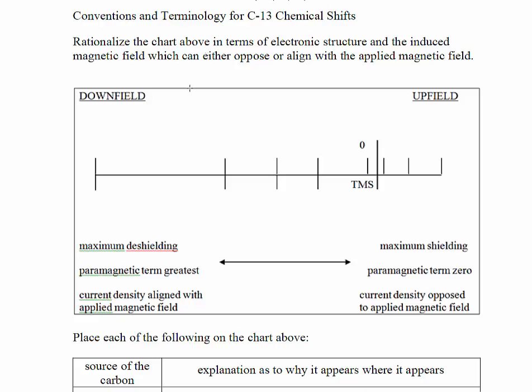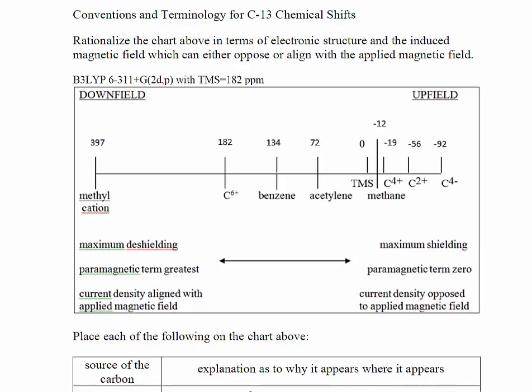Okay, we're ready to look at the answers then. Here's what we would find if we were to measure these things. Although the numbers that I'm reporting here are actually Gaussian numbers, the theory is listed here. If we were to run TMS with this level of theory, we would get 182 parts per million for the shielding. So I'm going to set 182 equal to 0 on this scale, so that there are some negative numbers that are upfield from TMS.